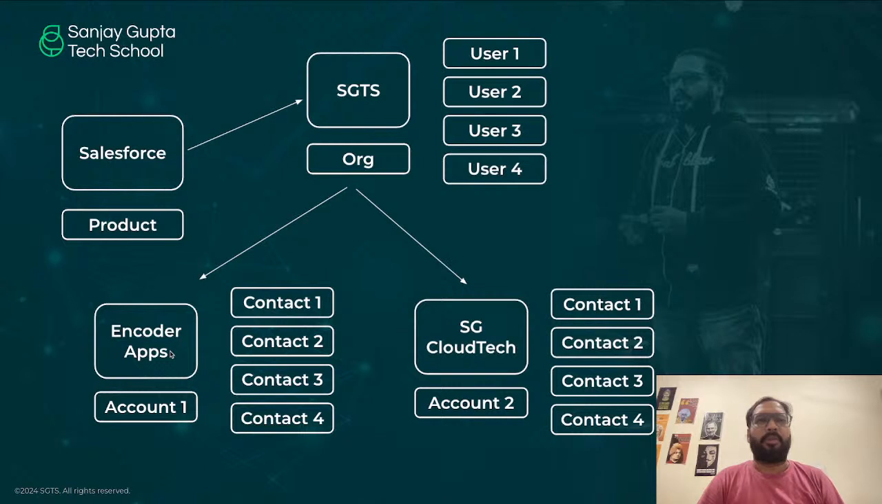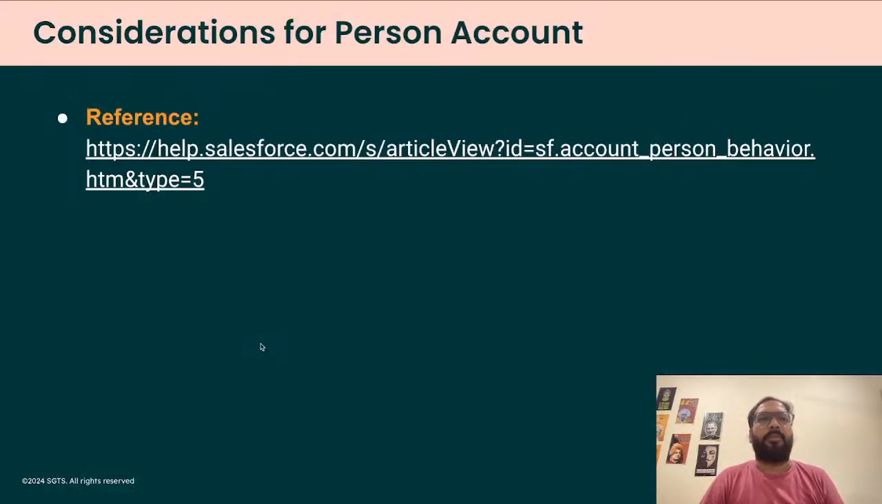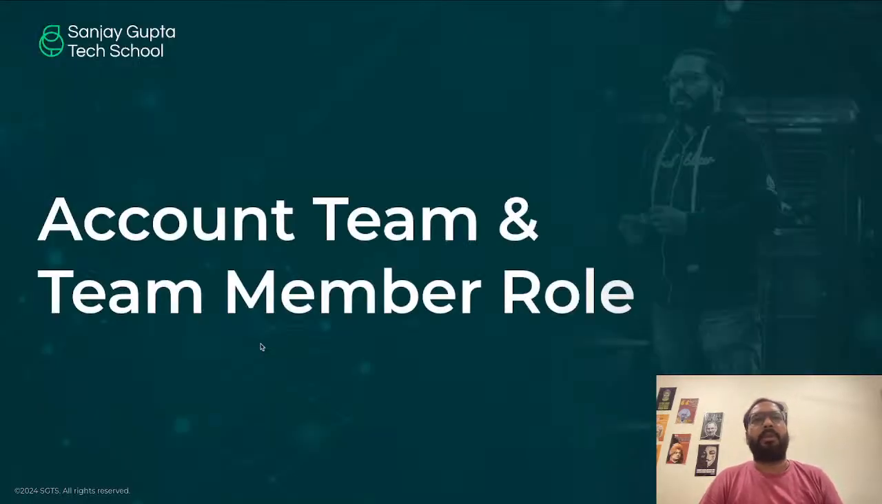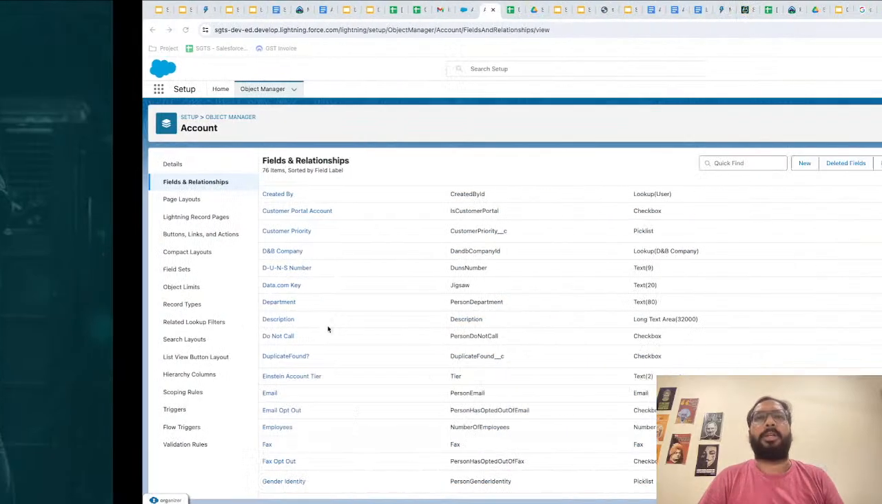So what we need to do? We need to assign some users. SGTS employees will be known as users. Those users we will be assigning to this account so that they can do some follow-up. Okay, for that purpose we will be managing account team members. First we need to enable account team, and then we will be creating account team members. So let's see how it will happen. Account teams and team member roles we need to discuss.